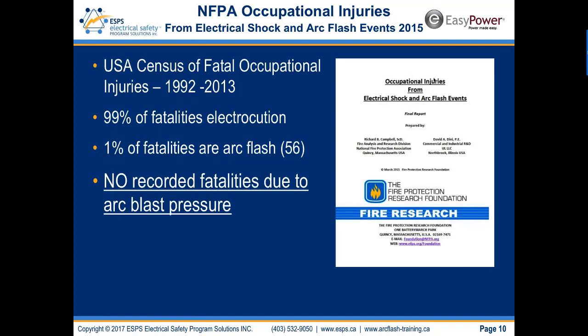For incident statistics, what I've highlighted on the left is that during a 20-year period, of the fatalities that occurred in the U.S., there were roughly 5,600. 99% of those were electrocution. 1% were related to arc flash burns where the worker didn't survive, or 56 arc flash fatalities, right? So roughly 3 arc flash fatalities a year.